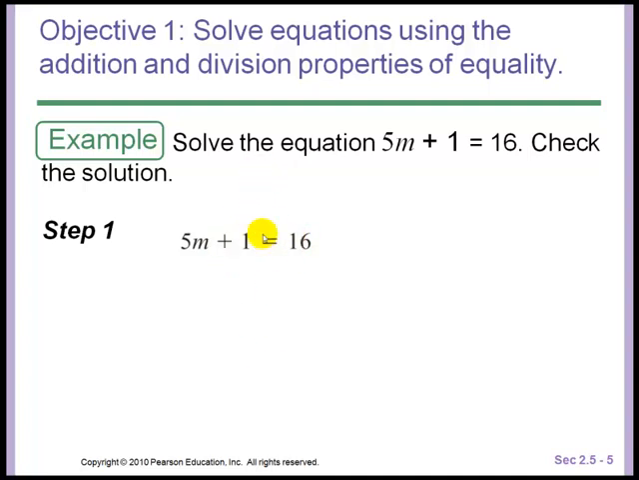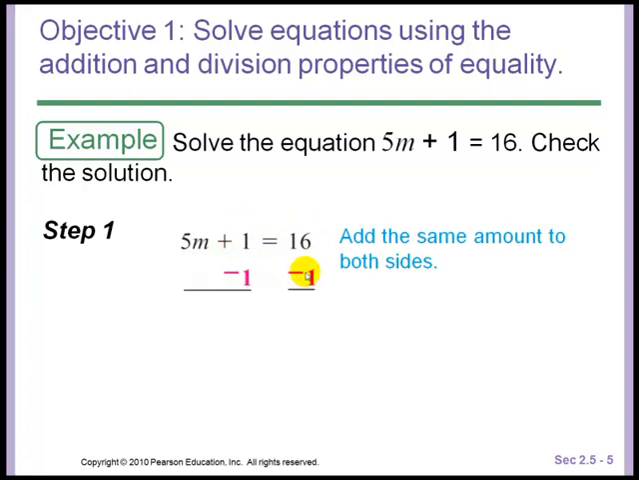Remember, we have to keep our balance. So if we're going to do something to the left side of the fence, or the left side of the equal sign, we need to do the same thing to the right. So we're going to add the same amount to both sides. Well, if we add a negative 1 to the left, we'll have to add a negative 1 to the right, and we get 5m plus 0 equals 15.